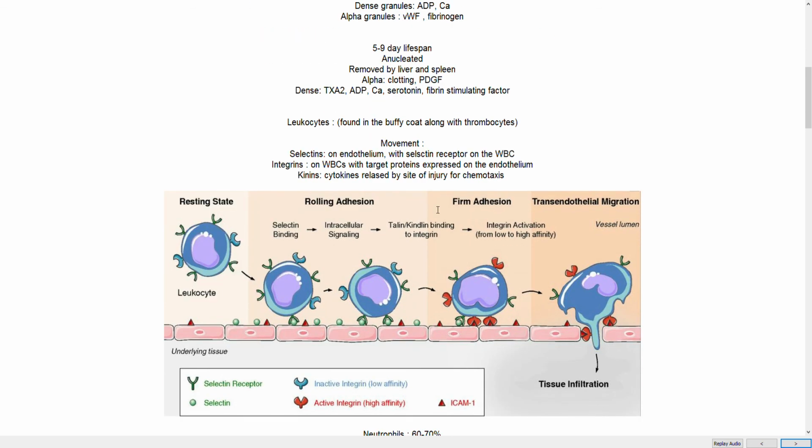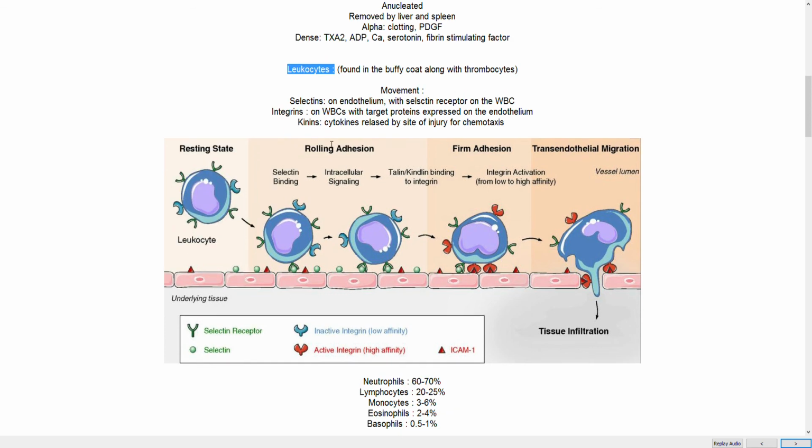Next, we're going to be talking about leukocytes, or white blood cells. Now, people often confuse leukocytes with lymphocytes. A lymphocyte is merely a type of leukocyte, so don't get that confused. Leukocytes is the general category of white blood cell. It includes granulocytes, agranulocytes, a bunch of other different cell types, and lymphocytes are just T and B cells.